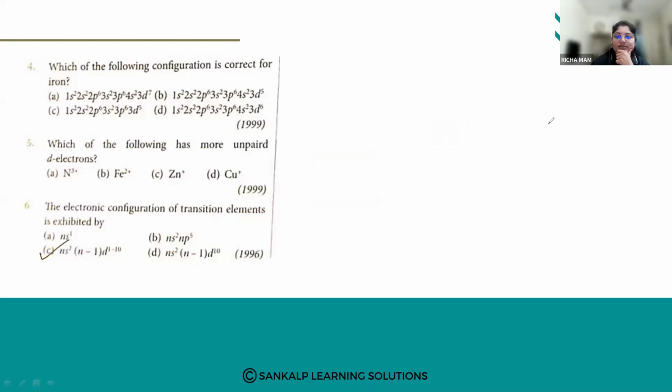So it is ns2, (n-1)d 1 to 10. So this is the correct electronic configuration of transition elements. Remember the general electronic configurations, very important. It can be asked. There will be confusion in the options, so please go through the options properly and then answer. Okay, let us go for the next one.